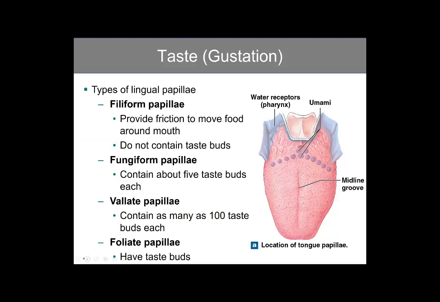We have four main types of lingual papillae. Here they are. The filiform papillae provide friction to help move substances around in the mouth. They don't contain taste buds, but they're what makes our tongue rough. So these are located throughout, and they do not contribute to the sense of taste. Fungiform papillae contain at least 5 taste buds each. The vallate papillae may contain upwards of 100 taste buds, and the foliate papillae additionally have taste buds.